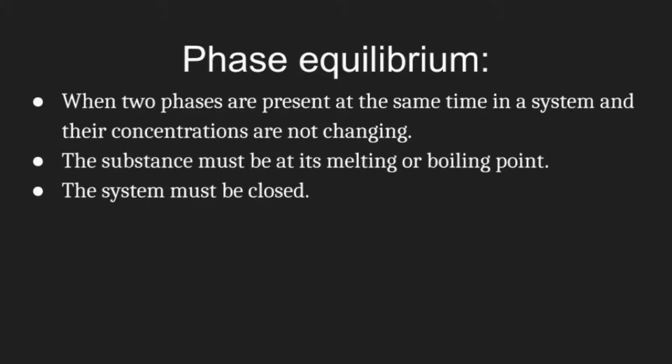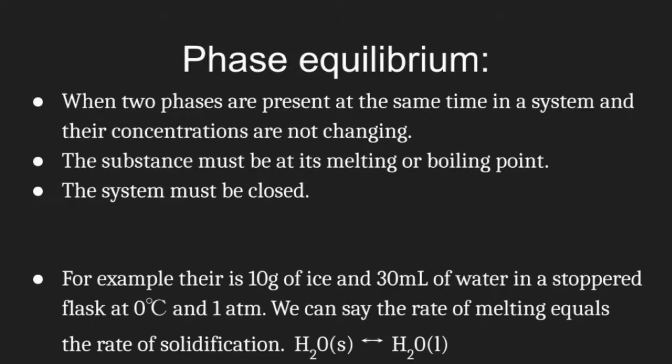For this to occur, we must be at our melting or boiling point, because otherwise the reaction won't be reversible and we'll end up with all one phase. And lastly, the system must be closed to prevent any vapor from escaping. So, an example of this is having 10 grams of ice in 30 milliliters of water in a stoppered flask at 0 degrees Celsius and 1 atmosphere.